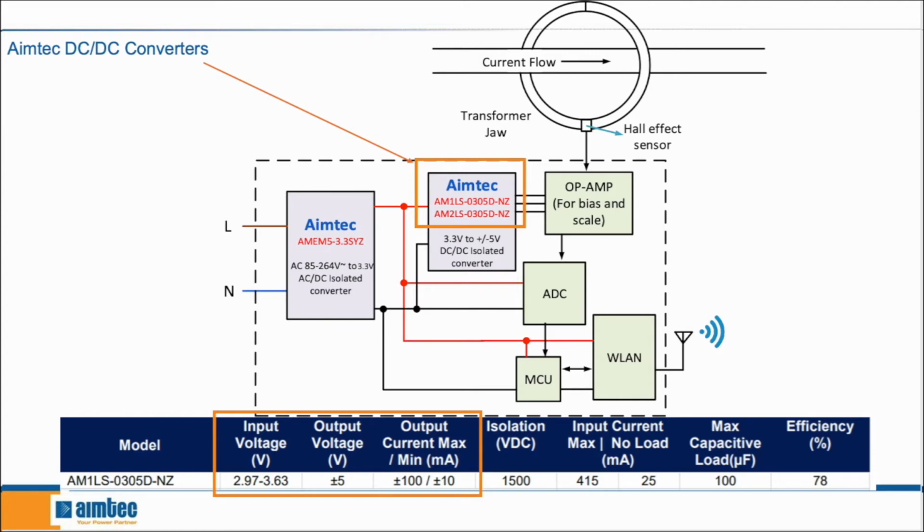And below, you have a little excerpt of one of our data sheets for the AIM1LS-NZ, and it shows what the input voltage is, so anywhere between 2.97 to 3.63, and the output voltage is plus or minus 5 volts.